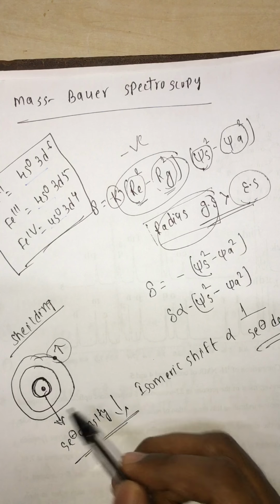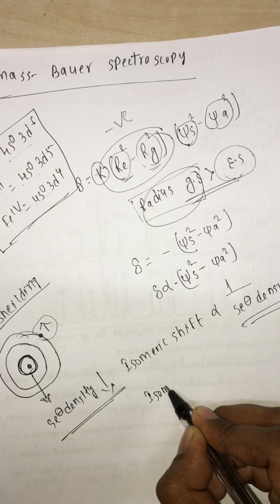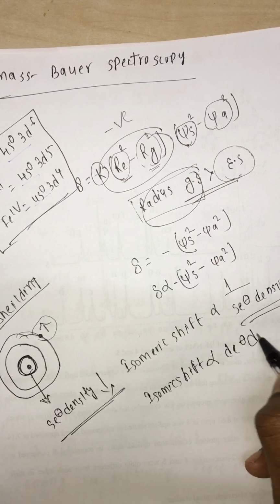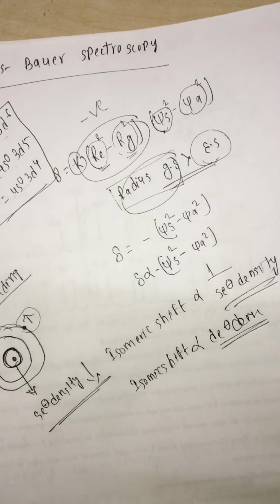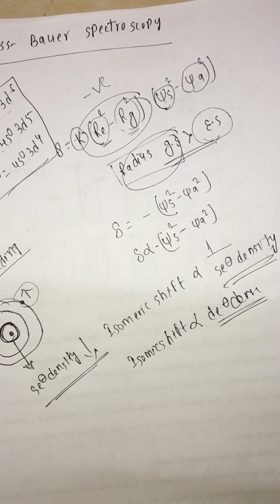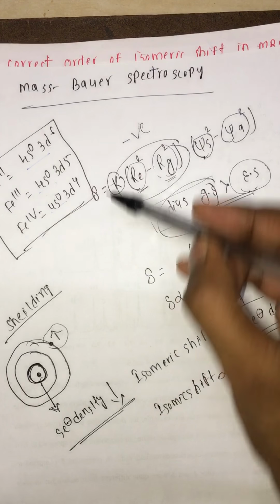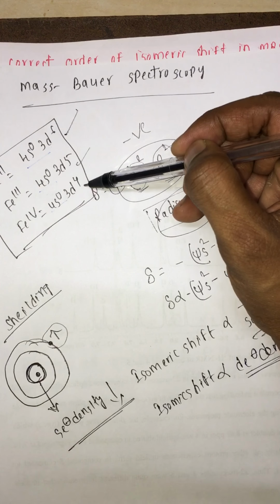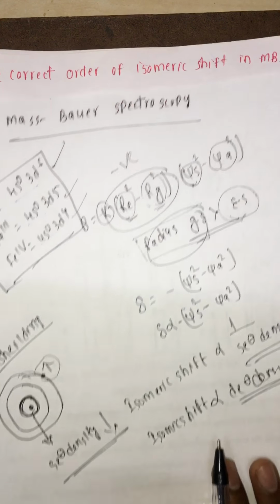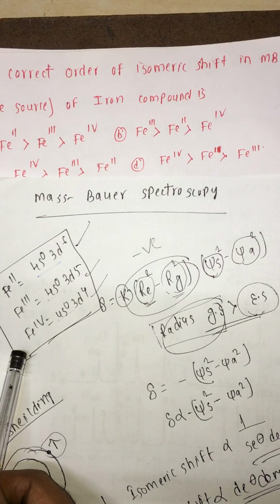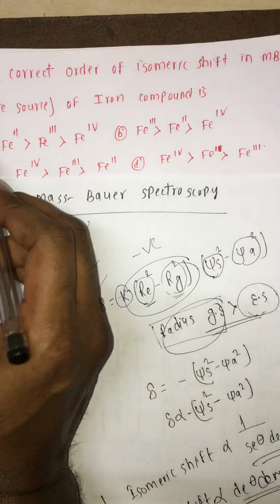So here we can write that the isomeric shift is directly proportional to d electron density. It is very simple. If the number of d electrons is more, it will shield the s electron density, meaning the s electron density is decreasing. In the case of Fe+2 there are 6 electrons, in Fe+3 there are 5, and in Fe+4 there are 4 electrons. So the isomeric shift value of Fe+2 should be greater than Fe+3, which is greater than Fe+4. So the answer will be this.